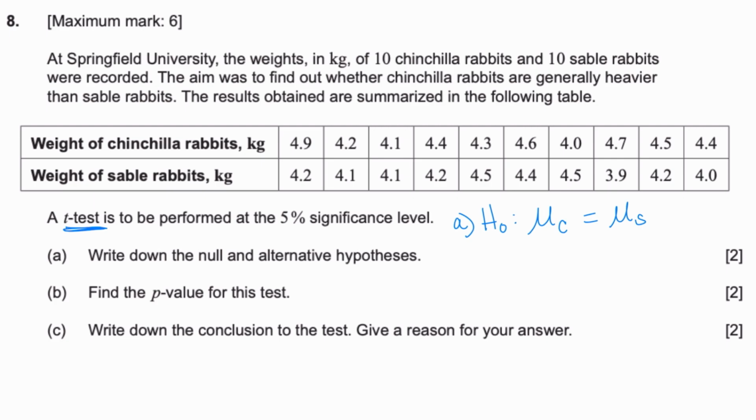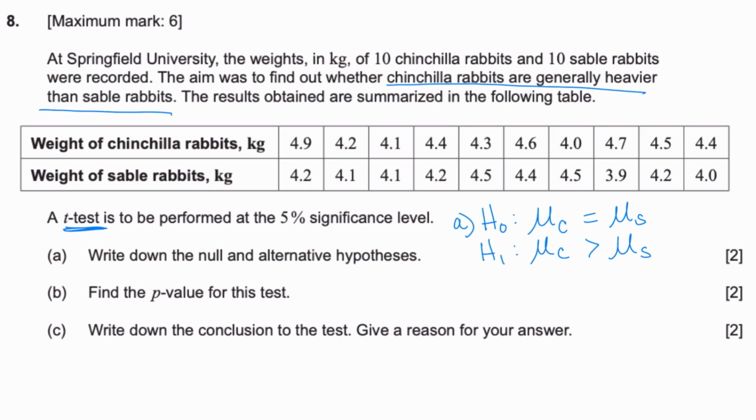Our alternative hypothesis, depending on how it reads in the problem, is that chinchilla rabbits are generally heavier than sable rabbits. So what we're trying to test is if the population mean for chinchilla rabbits is greater than the population mean for sable rabbits. You get 1 point for each.